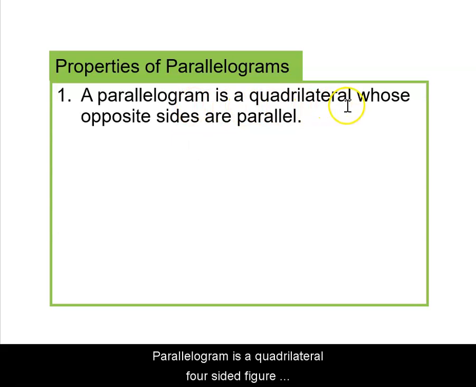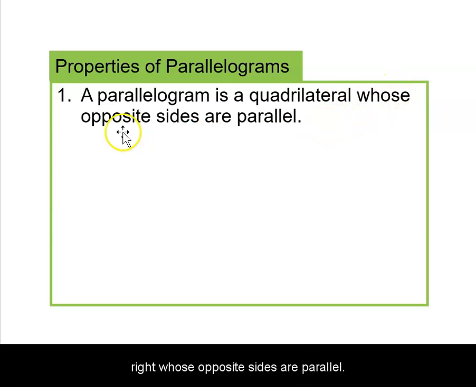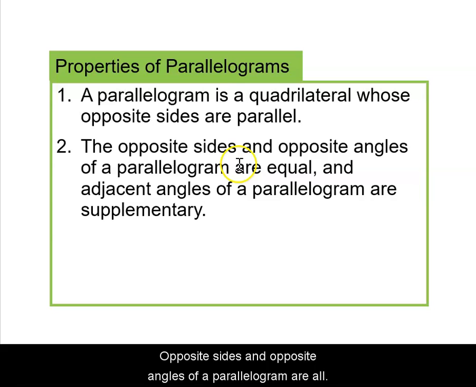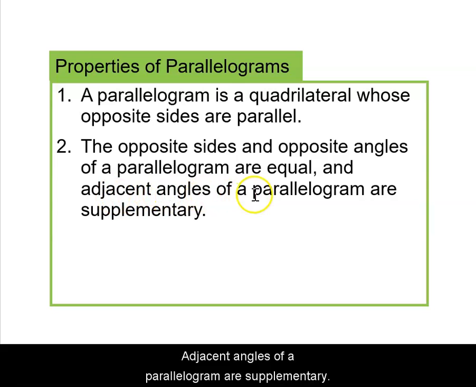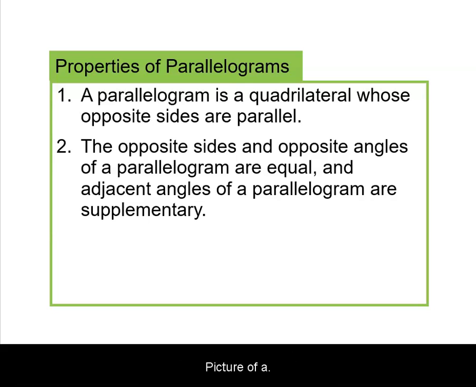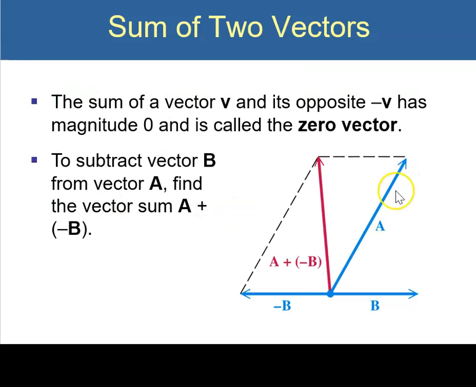A parallelogram is a quadrilateral, a four-sided figure, whose opposite sides are parallel. The opposite sides and opposite angles of a parallelogram are all equal, and adjacent angles of a parallelogram are supplementary. So let's come back to a picture and flesh this out a little bit. This angle and this angle are equal. This angle and this angle are equal.